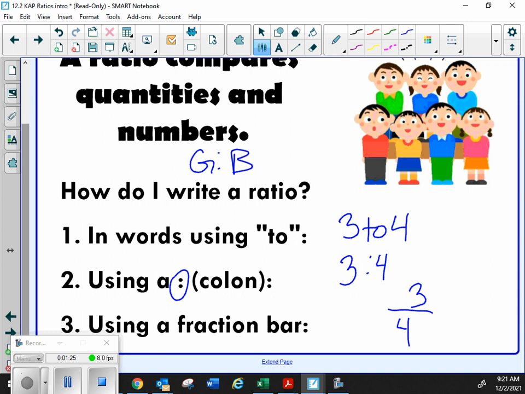Now, does the order matter? If I had said 4 to 3, is that still the ratio of girls to boys? No, that would be the ratio of boys to girls. So the order is super important. If it was in word form, I will underline what to what, and I'll show you what I mean by that in a little bit. But there's three ways that you can write it. Are y'all good with that?